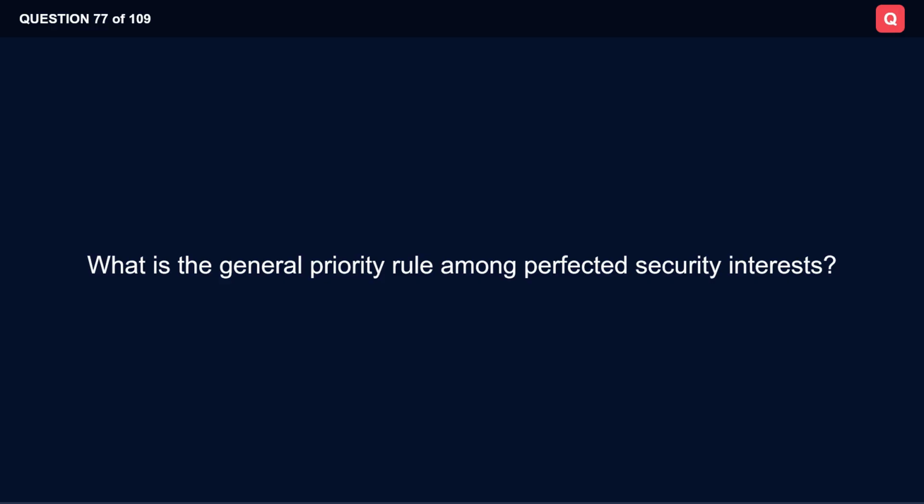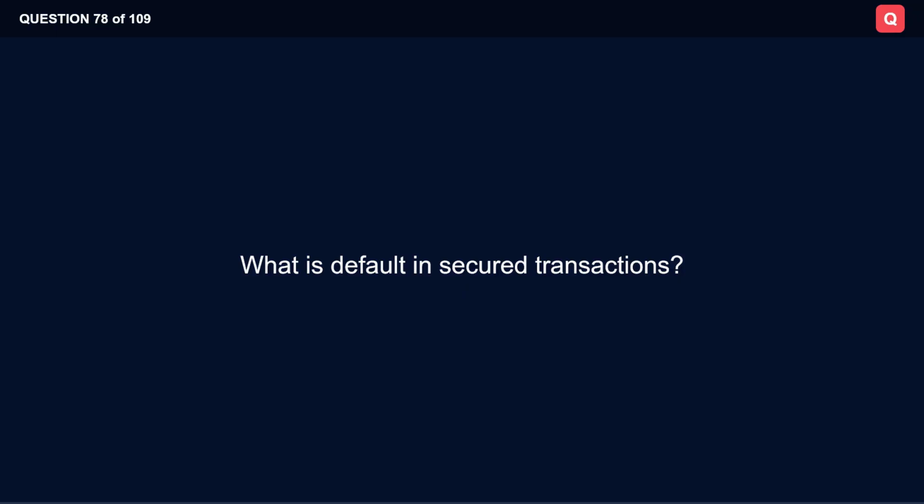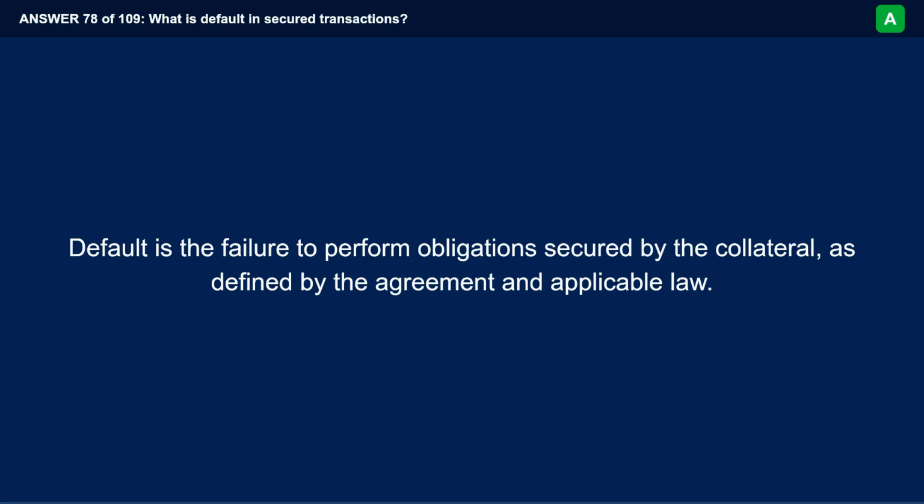What is the general priority rule among perfected security interests? As a general rule, the first to file or perfect has priority, subject to special statutory rules. What is default in secured transactions? Default is the failure to perform obligations secured by the collateral, as defined by the agreement and applicable law.